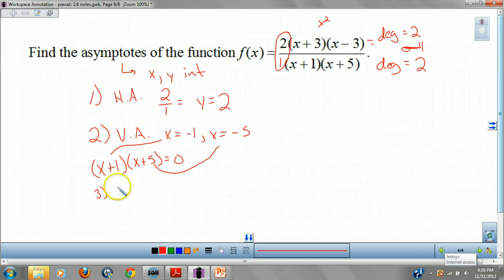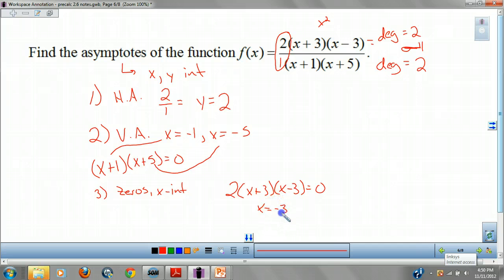Third thing we want to find are these zeros, also known as your x-intercepts, also known as the roots of your function. So now what I do is I take my numerator, the top, and I set that equal to 0. So my x-intercepts are at x equals -3 and 3. So my x-intercepts are (-3, 0), (3, 0).